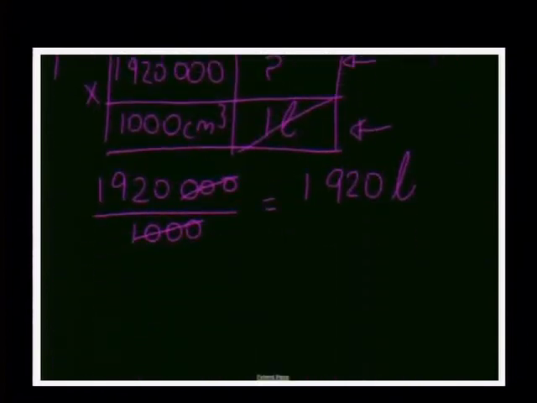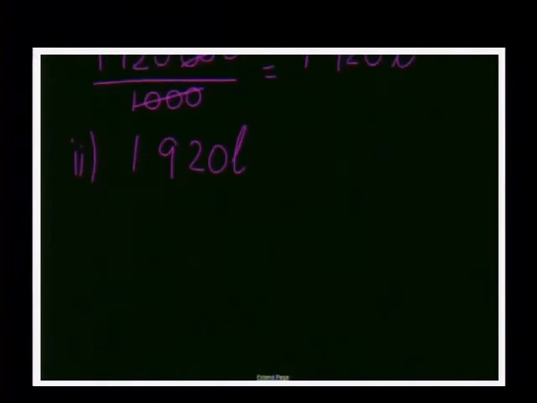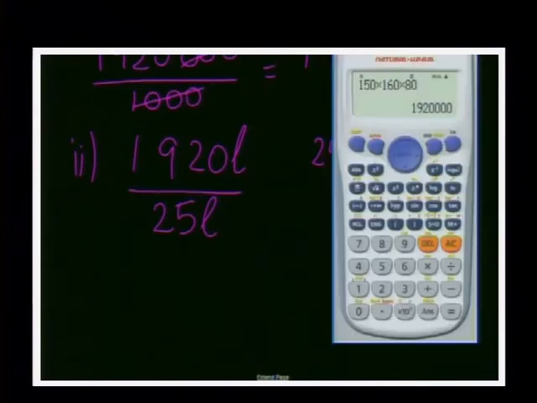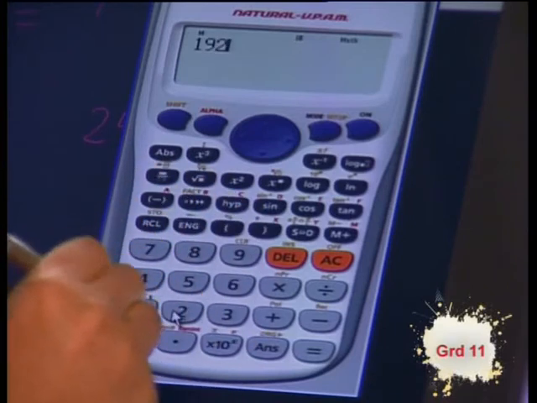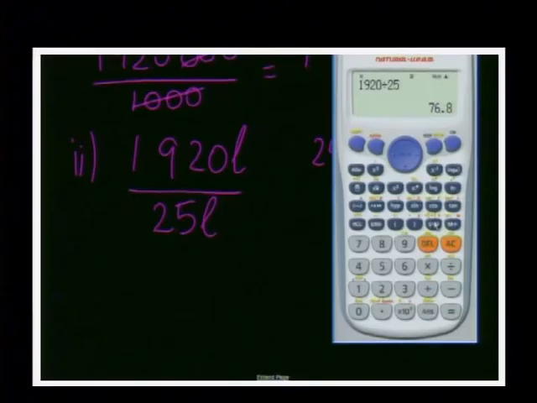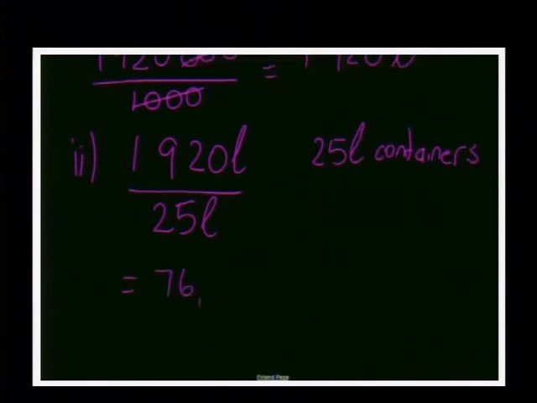So, we know that our fridge can hold 1,920 liters. We have 25-liter containers. So I want to know how many 25-liter containers I can fit into the fridge. What am I going to do? I'm going to take the size of the fridge or freezer and divide it by how big each container is. Let's do that on the calculator. I get 1920 divided by 25 and I get an answer of 76.8. So let's write in my 76.8. 76.8 what? 76.8 containers.